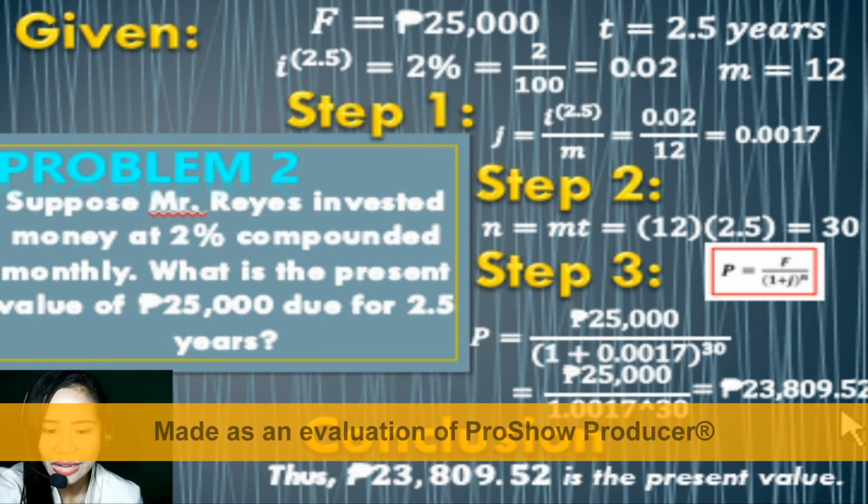23,809 pesos and 52 centavos. Therefore, in our conclusion, we have 23,809 pesos and 52 centavos is the present value. And that ends our lesson for today, lesson 4 in module 6.